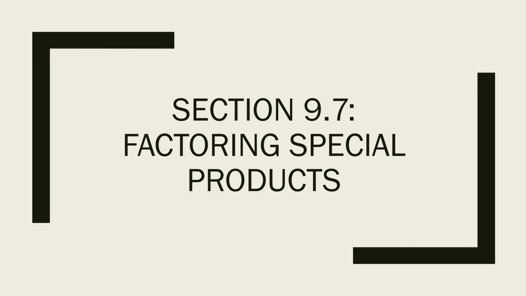Okay, so we're into section 9.7. It is far easier than section 9.6. We're factoring some special products.